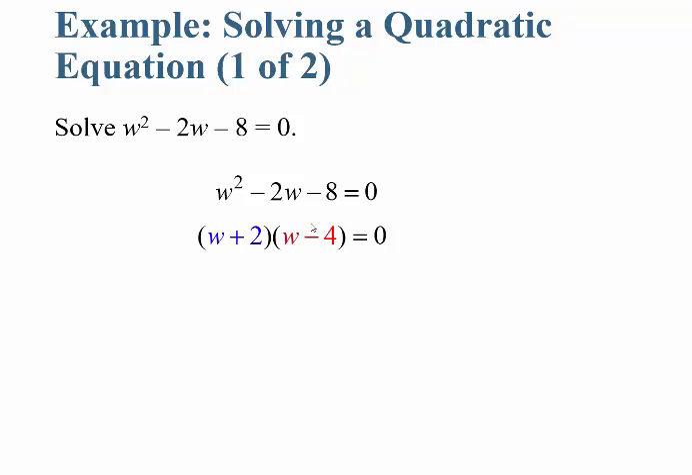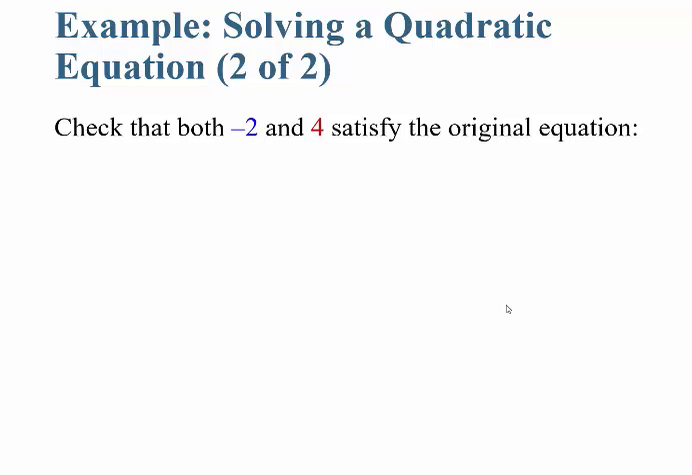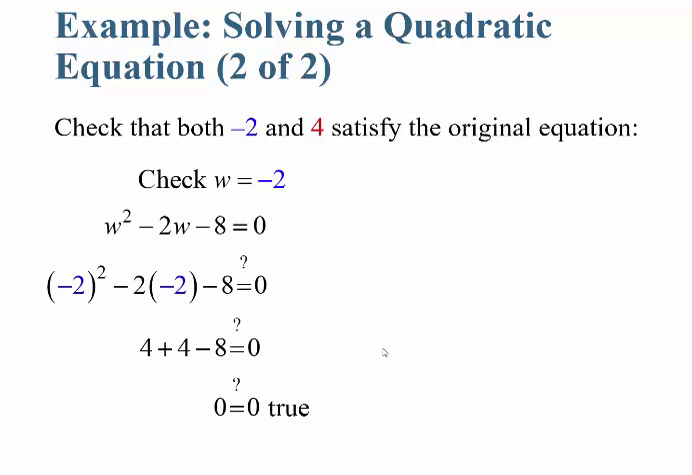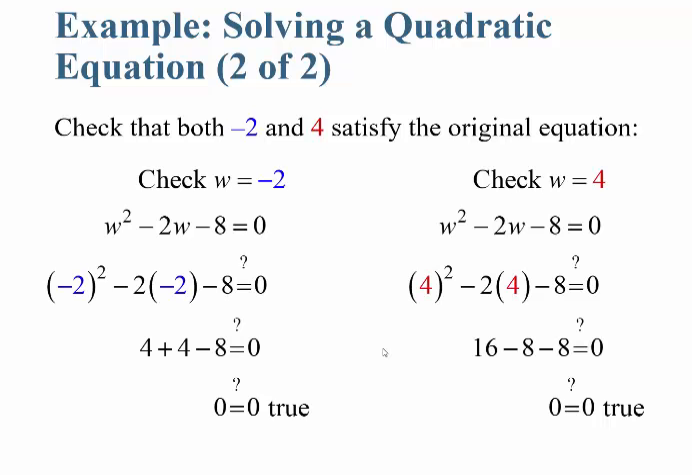Now I have something times something is equal to 0, so use the zero factor property. Either the first value, w plus 2, has to equal 0, or the second value, w minus 4, has to equal 0. Solve this, subtract the 2 over, solve this, add the 4 over, and you get two solutions. You can check that both of these solutions, negative 2 and 4, satisfy the original equation. If you plug both of them into the original equation and solve, you will see that it checks out. So we solved this by factoring.